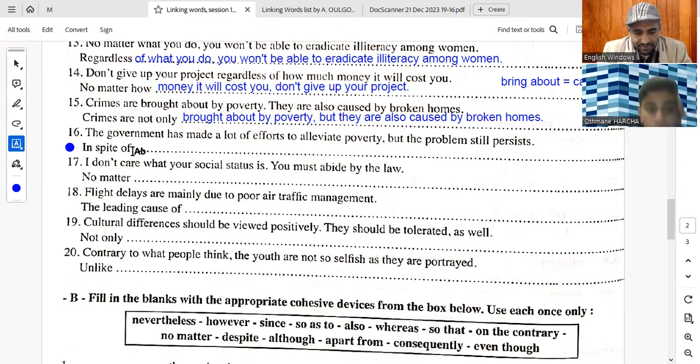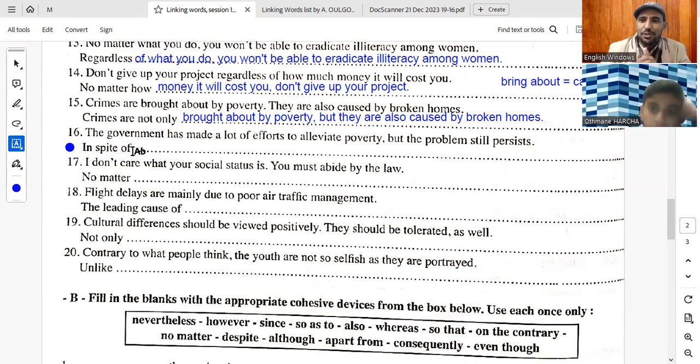The government, but the government... Yes, the government, but you know, the problem still persists, right? But the problems persist. So we have a problem here. The problem is that you forgot about the subject, which is the government. Great. So how can I include it?